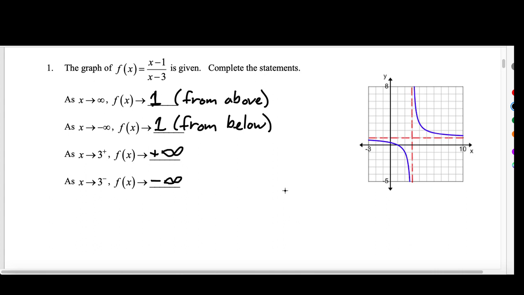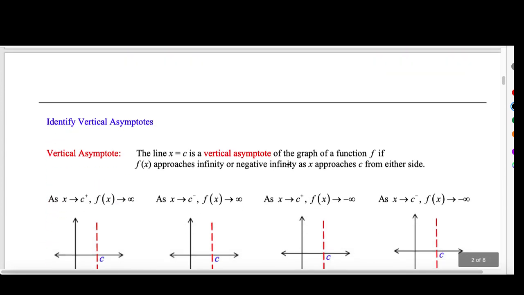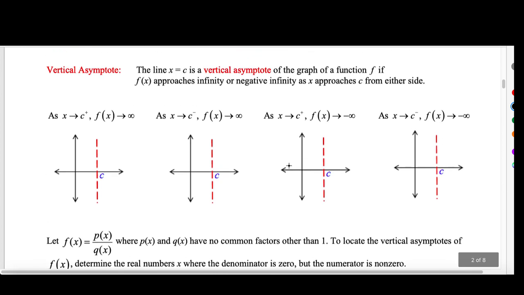And as you can see, when we are creating the graph, one important part of that process is identifying any asymptotes that may exist. So now we're going to discuss the different types of asymptotes. We'll start by talking about vertical asymptotes and how we find those. Okay, so moving on here. So how to identify a vertical asymptote.